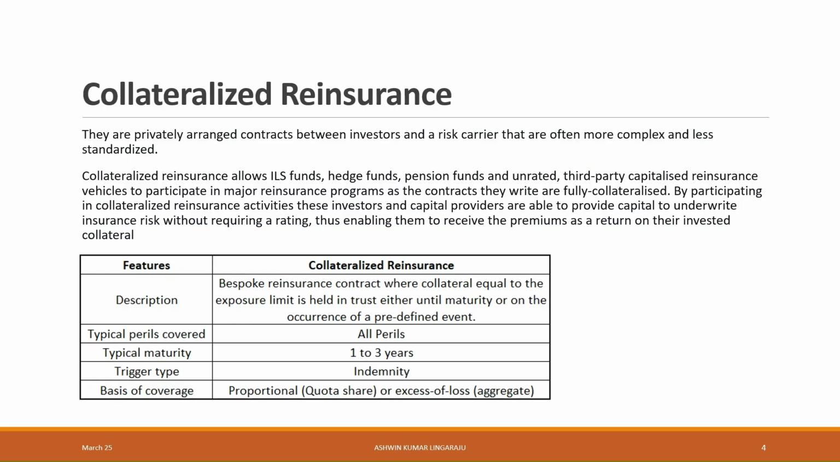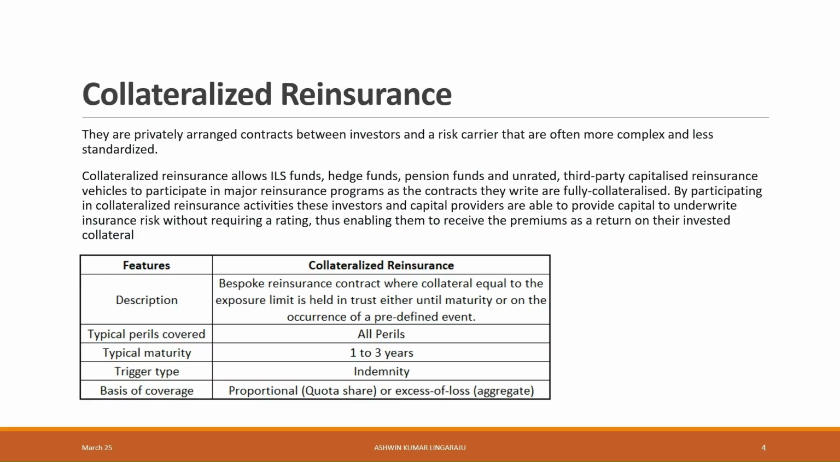They are privately held contracts between investors and the risk carrier that are more complex and less standardized. While cat bonds are tradable, collateralized reinsurance contracts are not tradable. Collateralized reinsurance allows leading hedge funds and pension funds to participate in major reinsurance programs as the contracts they write are fully collateralized. So the investors are able to provide capital to the risk carrier without a rating by receiving premiums as a return on their invested collateral. One more difference with respect to cat bonds is that cat bonds are rated while collateralized reinsurance is not rated.